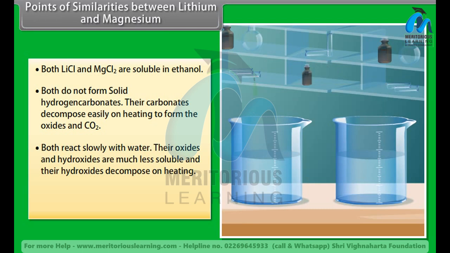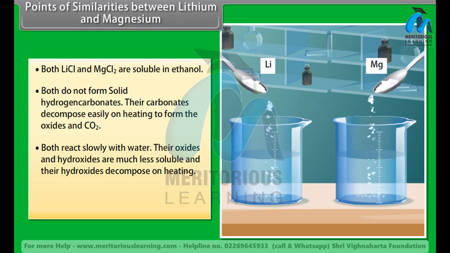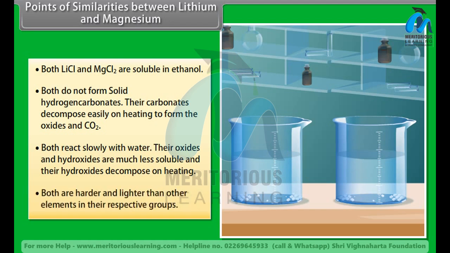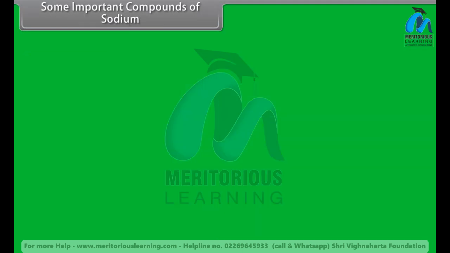Their oxides and hydroxides are much less soluble and the hydroxides decompose on heating. Both are harder and lighter than other elements in their respective groups. Some important compounds of sodium.